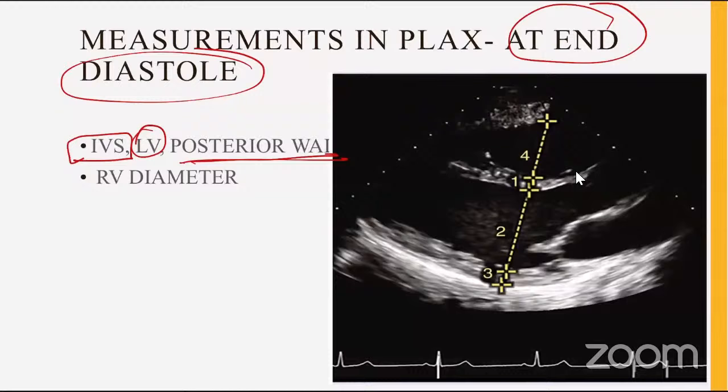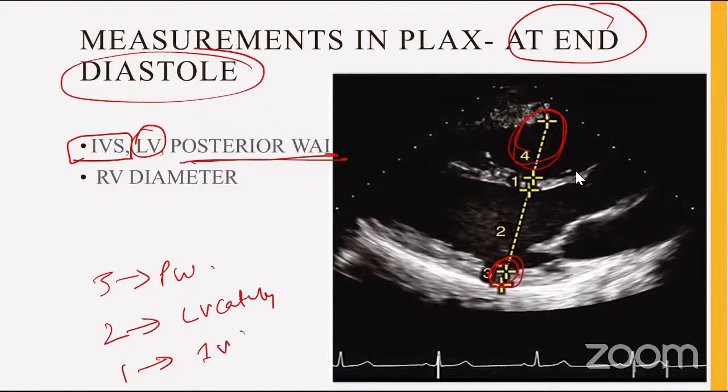So it is quite important to know what are the structures that we can measure at end diastole, what are the structures that we can measure at end systole, and what are the structures that we can measure at mid systole. So at end diastole, we can measure the interventricular septum, we can measure the LV diameter, posterior wall, and RV diameter. Here we can see the number labeled 3 is posterior wall. Number 2 is LV cavity. 1 is interventricular septum, and number 4 is RV cavity.